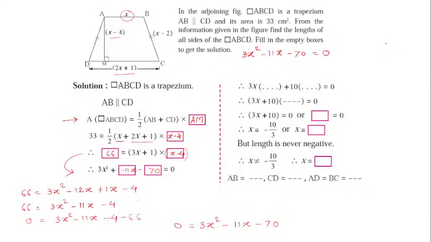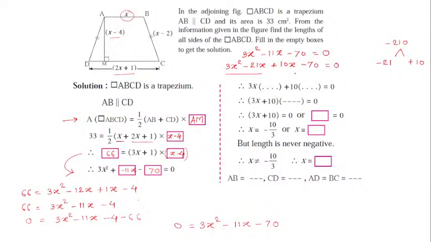Minus 70 into 3, that's minus 210. We have to find the factors of minus 210 such that the addition or the subtraction must be minus 11, and the product of those two must be minus 210. So the factors are minus 21 and plus 10. As the addition of minus 21 plus 10 will be minus 11, and product of these two is minus 210. So we can split this as 3x square as it is, minus, instead of 11x we can write minus 21x plus 10x minus 70 is equal to 0.